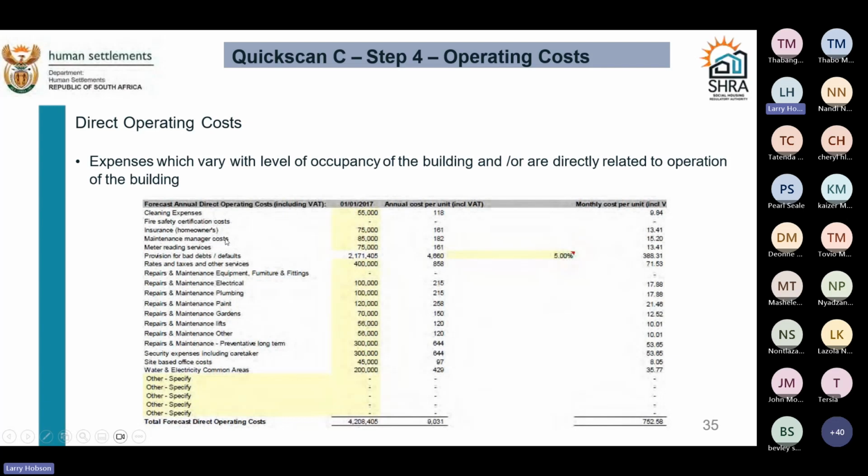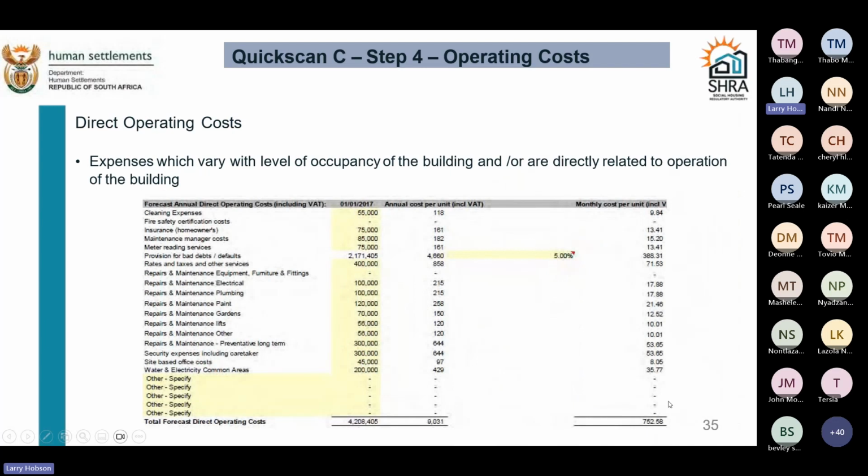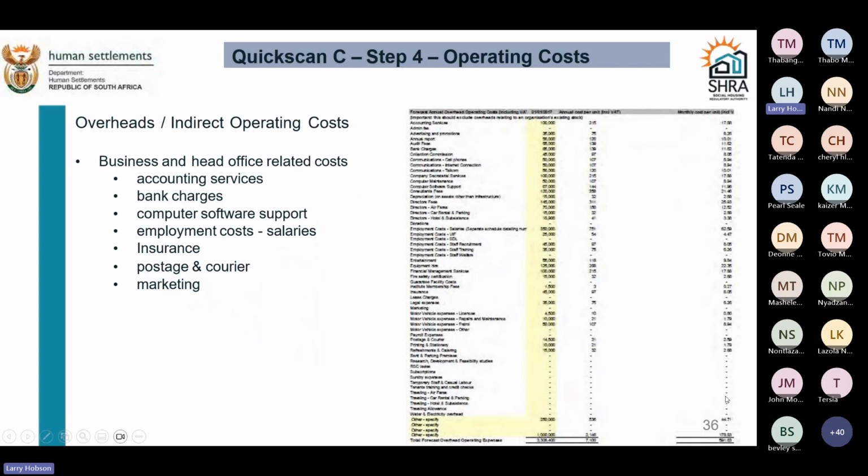So insurance of the project itself goes into the operating costs. This insurance is general company insurance, which will probably be for the head office and third party and all that stuff. So postage and courier and marketing are the normal sort of head office costs. So in this case, we had quite a long list populated. And in that case, we had 753 monthly cost per unit, and it looks like 591 in terms of operating costs.